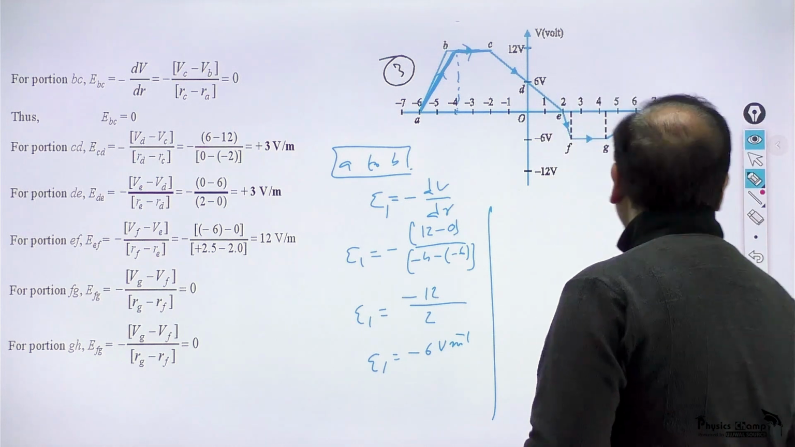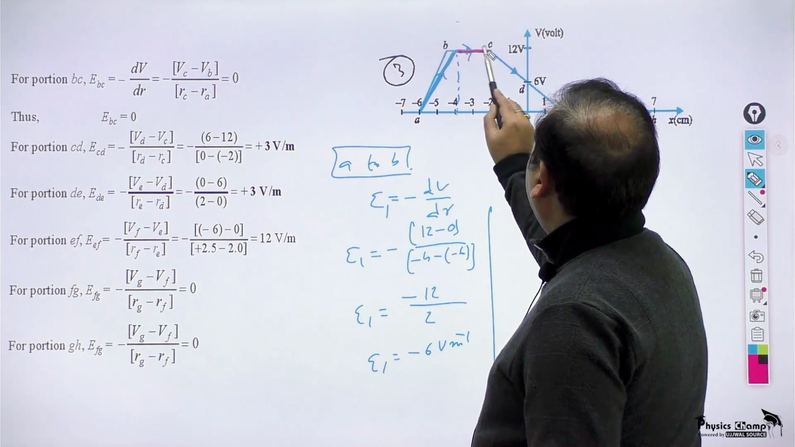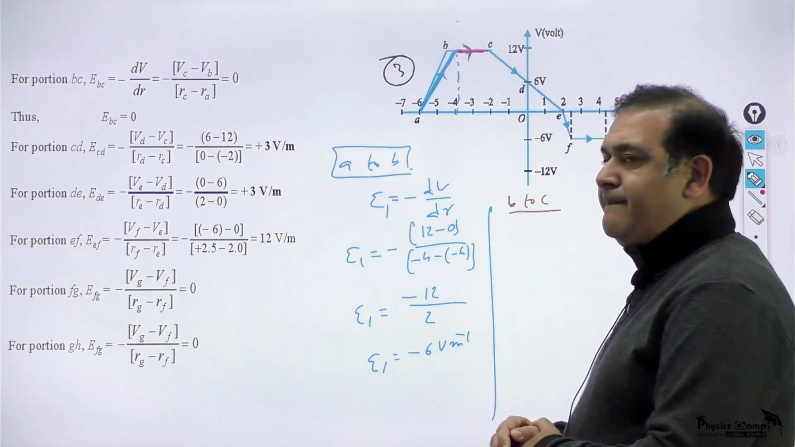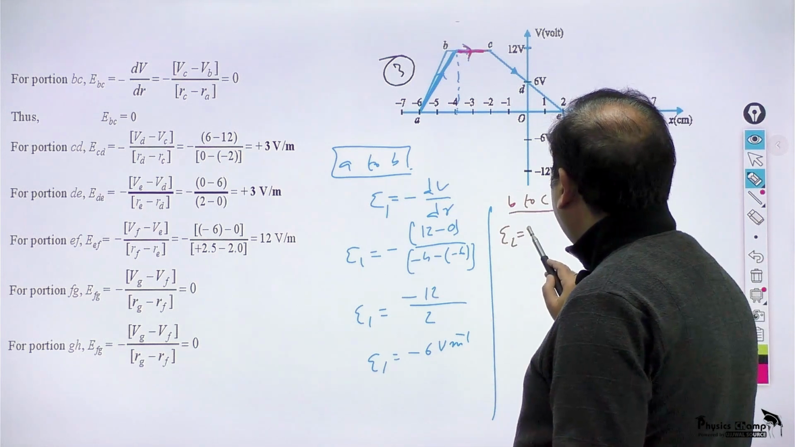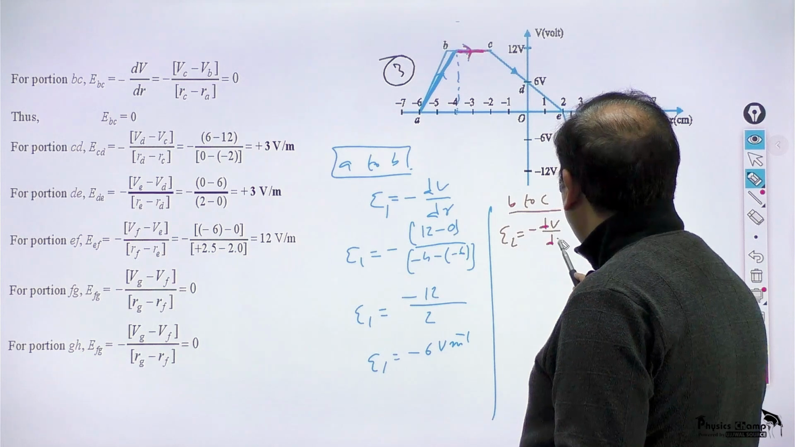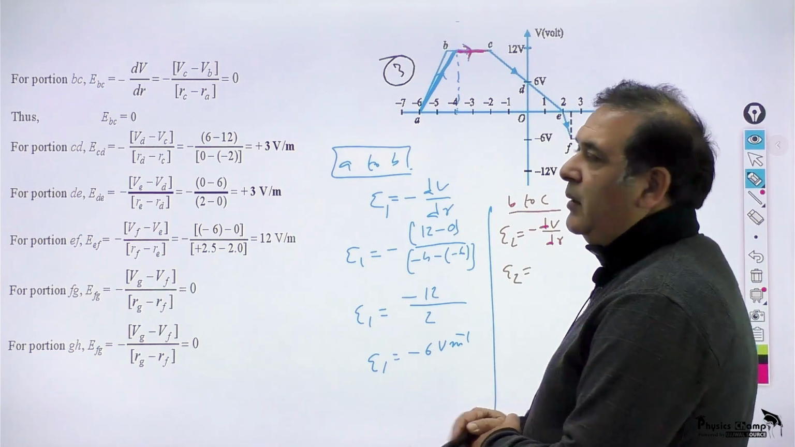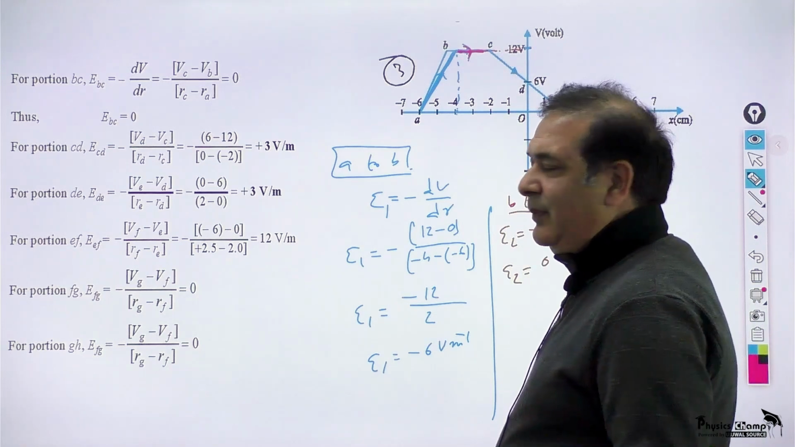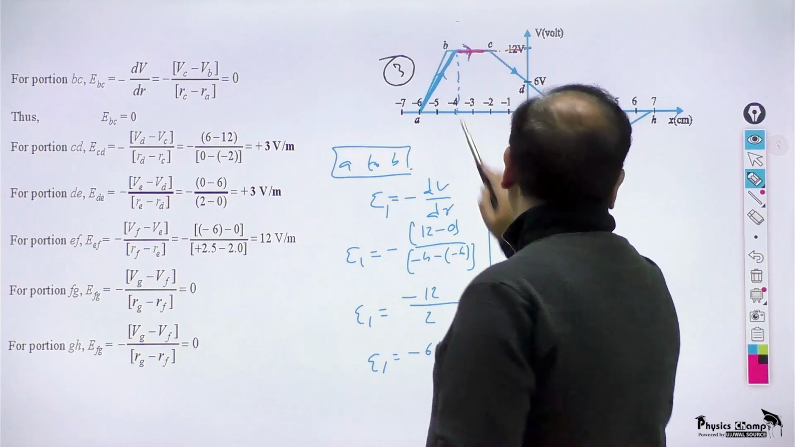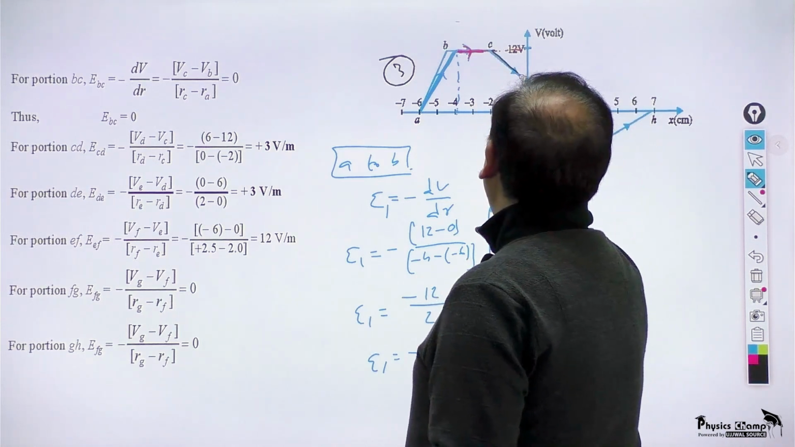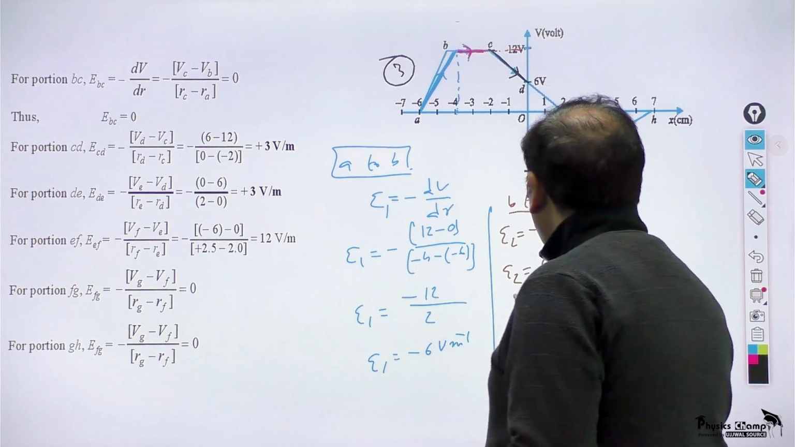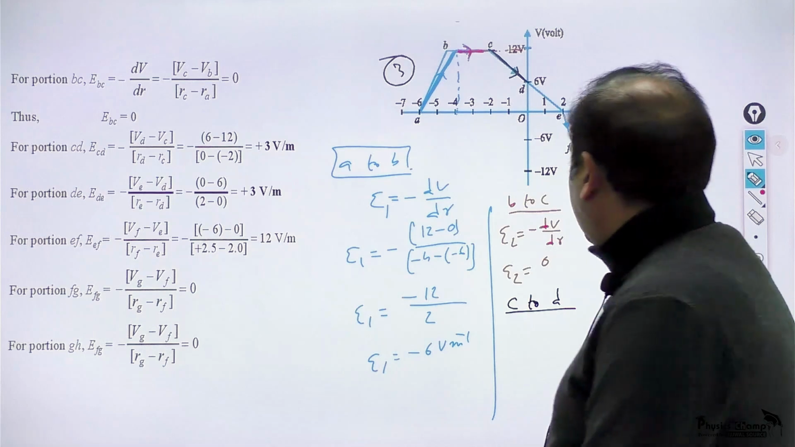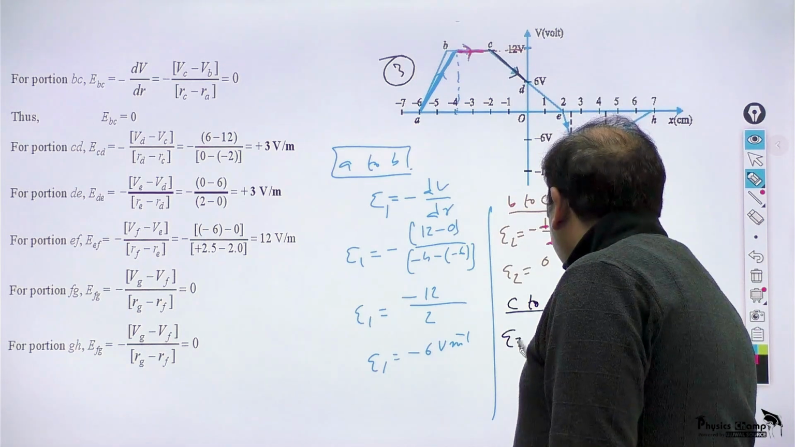Now let's talk about B to C. I'll show the red color here. This is the portion we are looking for, B to C. Electric field in this portion will be minus dV by dr. But what is the change of potential? Potential remains the same, so it is 0. Now similarly, we are looking at the portion C to D. In this region, the electric field is minus dV by dr.